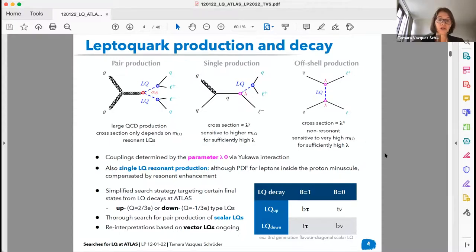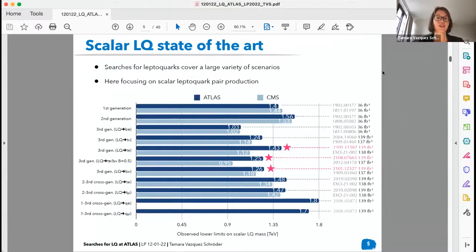We started with a thorough search for pair production of scalar leptoquarks, but we're already reinterpreting many of these results for vector leptoquarks as well. In this slide, I show the state of the art of scalar leptoquark pair production, and you see here the latest results from both ATLAS and CMS. Unfortunately, no excess has been observed yet, so we've set limits on the scalar leptoquark mass, and you see that they are in general competitive between the two experiments. I highlight here with the three stars the three analyses, since there are many, that I want to focus on in this talk.